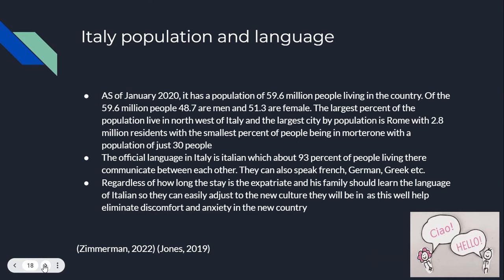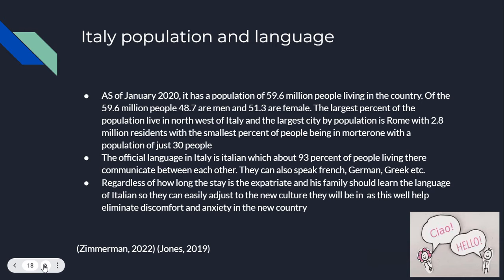So next, I'm going to discuss the population and language of Italy. As of January 2020, it has a population of 59.6 million people living in the country. Of the 59.6 million people, 48.7 are men and 51.3 are female. The largest percentage of the population lives in northwest Italy, and the largest city by population is Rome with 2.8 million residents, with the smallest percentage of people being in Moneron with a population of just 30 people.